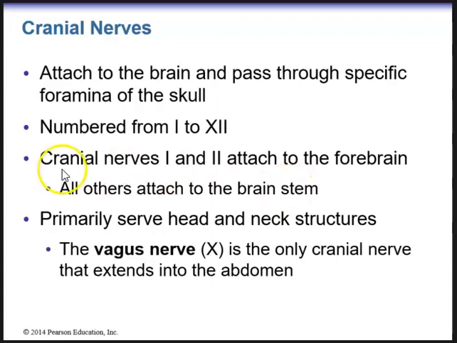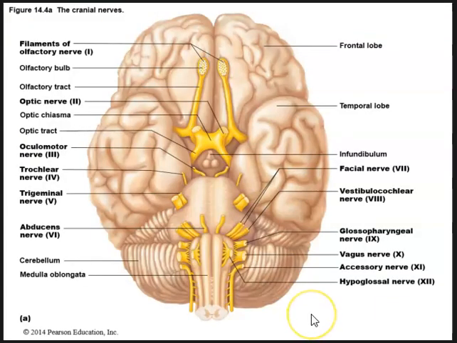Cranial nerves 1 and 2, 1 being olfactory, 2 being optic, attach to the forebrain. All others attach to the brain stem. The cranial nerves primarily serve head and neck structures. The vagus nerve, or cranial nerve 10, is the only cranial nerve that extends into the abdomen. And you've seen this before. This is just a picture of the base of the skull, and it actually maps out all the cranial nerves for you. They go in order, so that should help when it comes to labeling the cranial nerves.